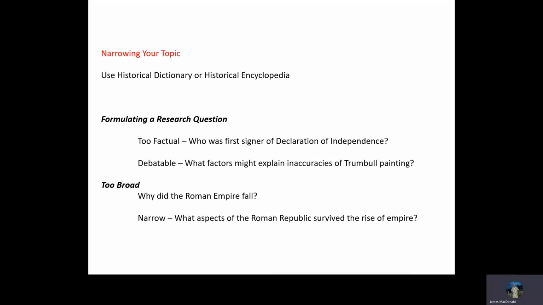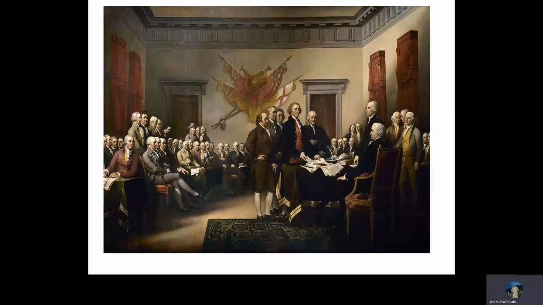Okay. When you formulate a research question, you want to make sure that you can answer a question. And this is a direct example from the book. Who is the first signer of the Declaration of Independence? Well, you can probably figure that out. You don't need 12 or 15 pages to do it. What's debatable is what factors might explain the inaccuracies of the fabled John Trumbull painting. Now, this is not accurate.